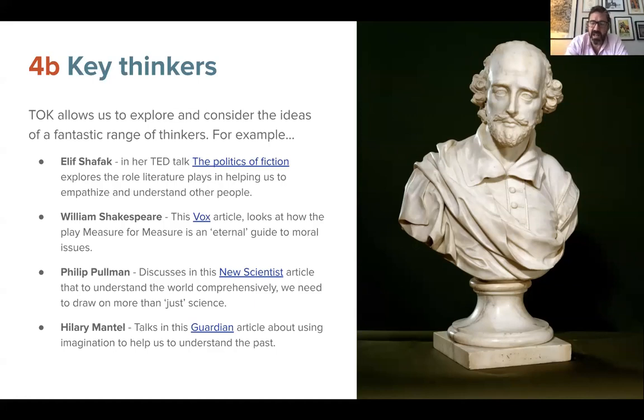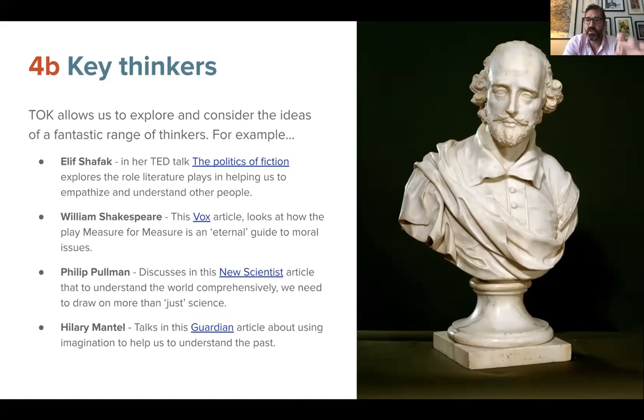And then Hilary Mantel, who is currently up for a third Booker Prize with her amazing trilogy about Tudor England, and how she here talks about using her imagination to understand the past. And obviously the DP overlaps massively. We've got a great overlap here with history. Is this a valid way of understanding the past, using our imagination to fill in the gaps that we have? She certainly does it brilliantly well.